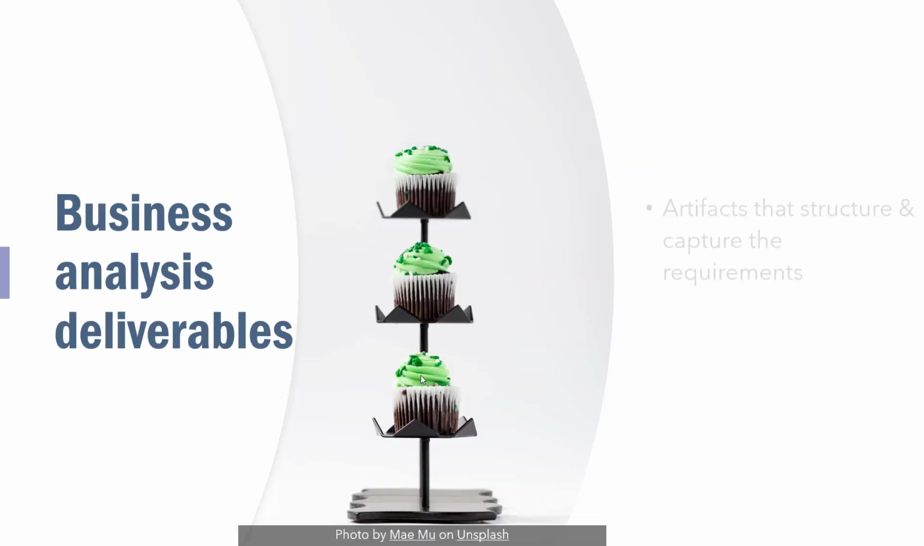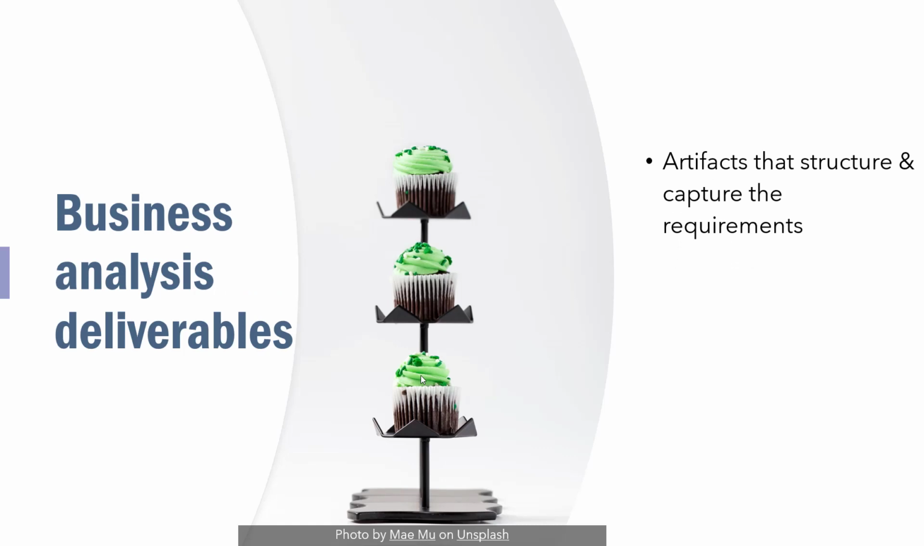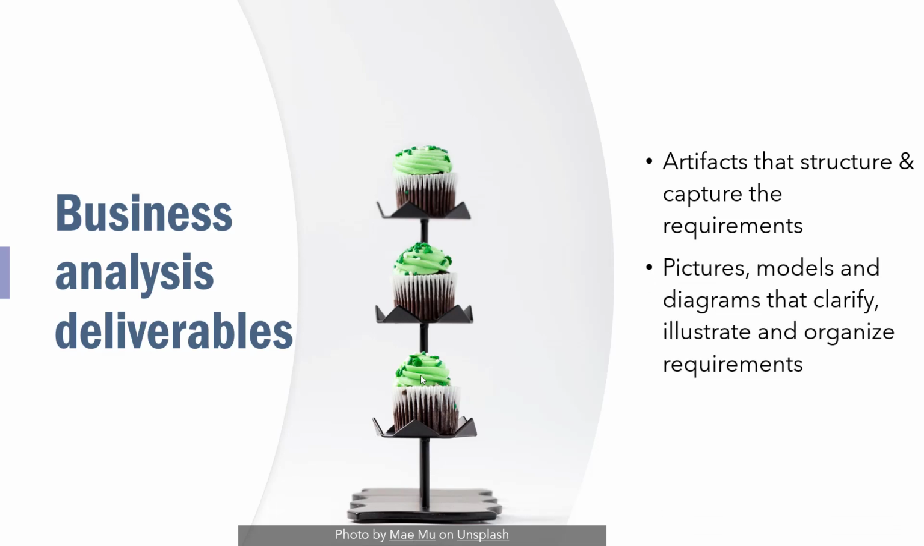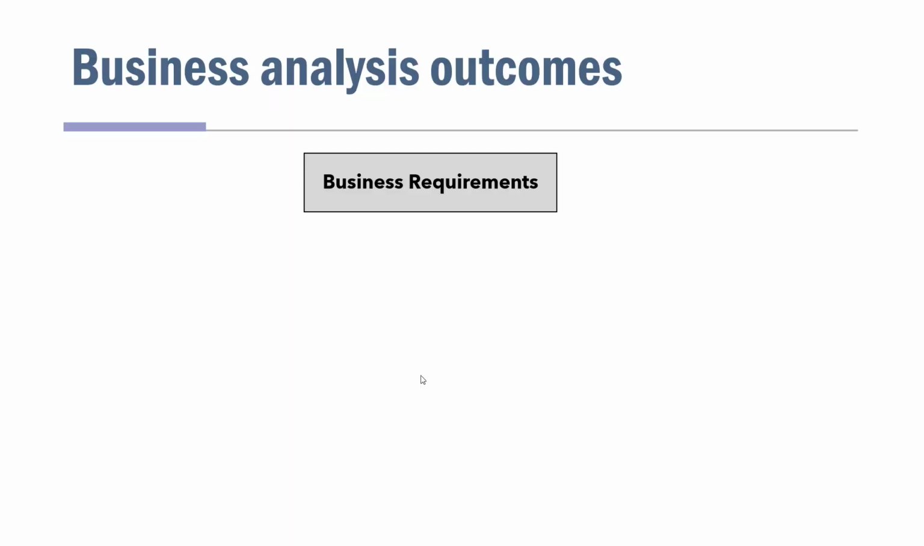Okay. So what are those business analysis deliverables? They're artifacts that structure and capture the requirements. So we just reviewed a few. Business requirement document or backlog with user stories, diagrams, scenario matrices, descriptions of user roles, non-functional requirements. So these are all deliverables. Pictures, models, and diagrams that clarify and illustrate and organize things. Definitely the visual components are important. User acceptance criteria. And the most important deliverable for you would also be a shared understanding of requirements.